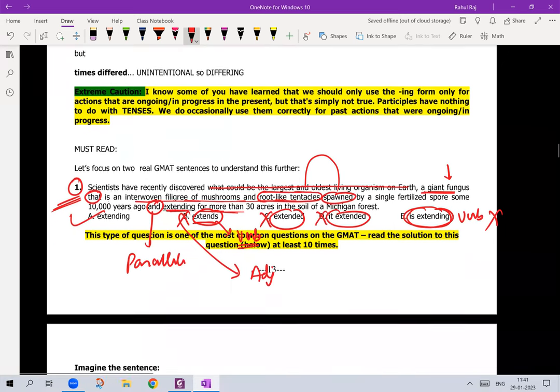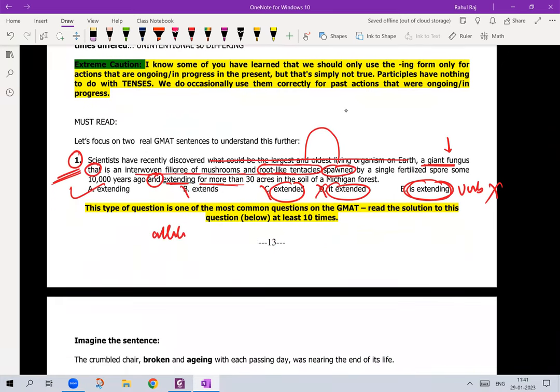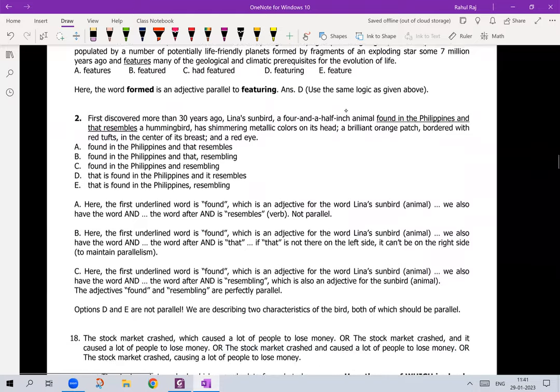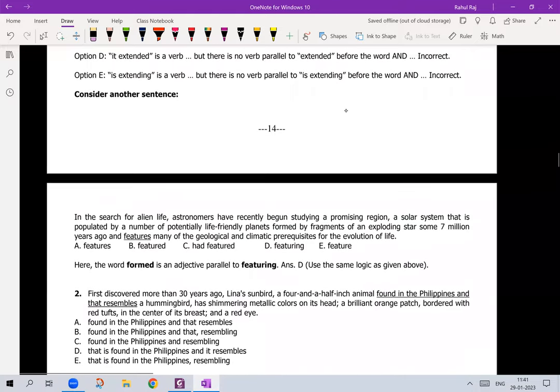Agreed? This type of question is one of the most common questions asked in GMAT. Read solutions 10 times. Try question number 2, please. So this should give you clarity on how to think about the question. You should not rush with the question initially. The moment you rush initially, it's all gone for a toss. Understand every bit of it, because if you rush, you will never be able to form a structure in your head as to what stuff you are looking for.